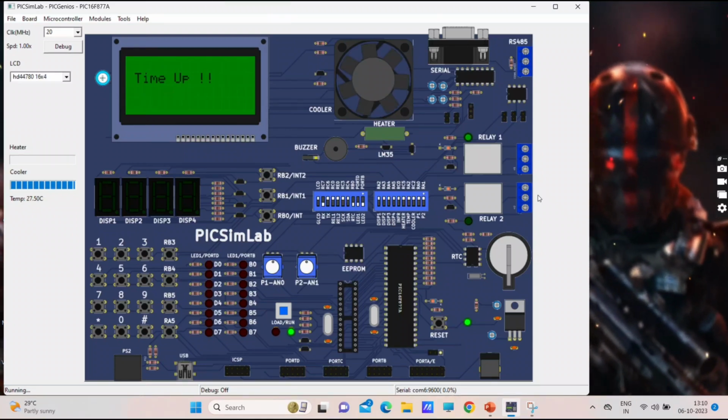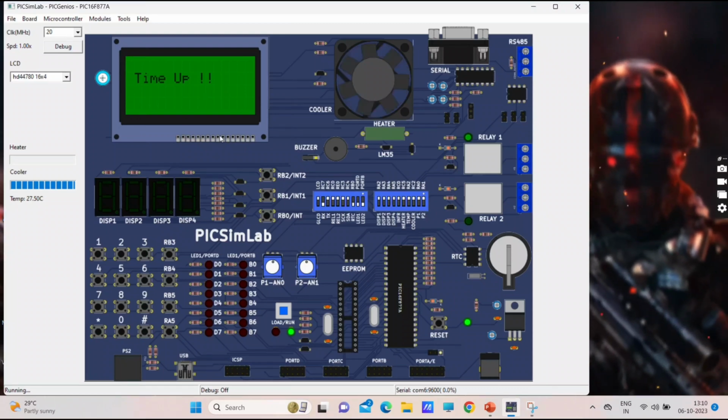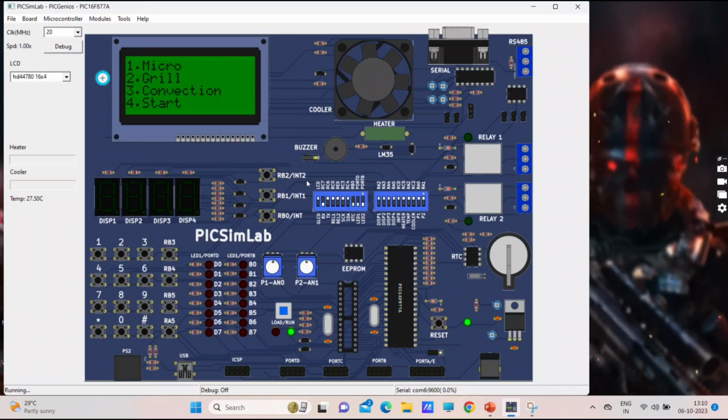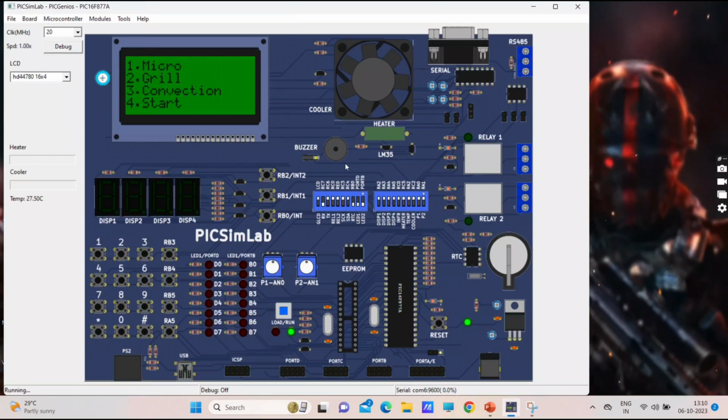The preheating time is now completed and the time up screen is shown, and this is the function of our microwave oven. Hope you like the presentation.